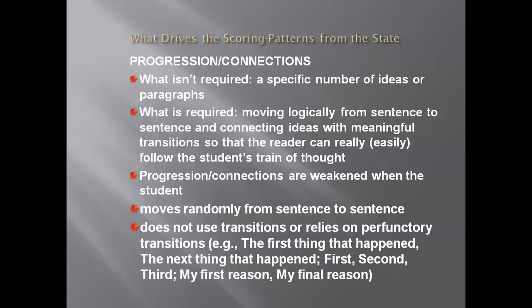So if you have those types that are called perfunctory, where, you know, if you had them, great. If you didn't have them, great. It just really doesn't make much of a difference in the paper. First, second, third. My first reason. My second reason. Why do you have to tell the reader? The reader can figure it out what the first and the second one is, by using a better transition and a smoother transition. So those are the types of things that lower papers were scored with, those type of patterns.